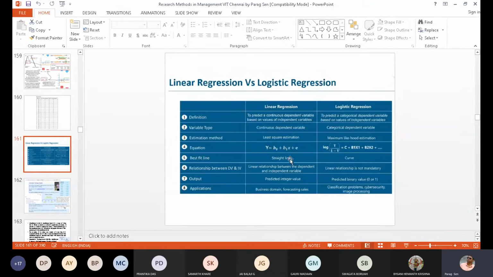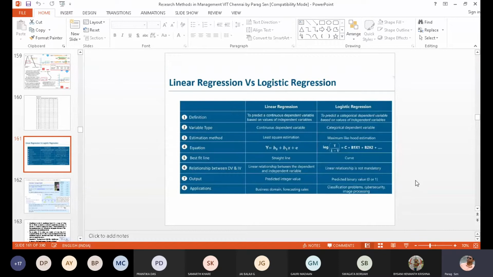Best fitted line: in linear regression, this is a straight line, and in logistic regression, you know that the sigmoid curve is there. The relationship between the dependent variable and the independent variable: in linear regression, there is a linear relationship, but in logistic regression, a linear relationship is not mandatory. The output, in linear regression, is a predicted integer value, but in logistic regression, the output is a predicted binary value, 0 or 1.